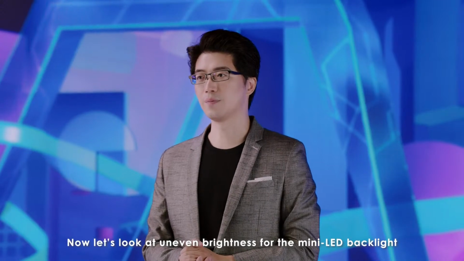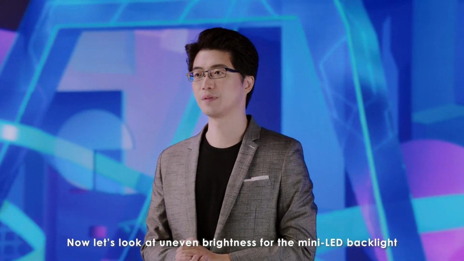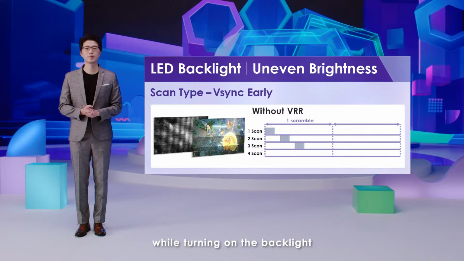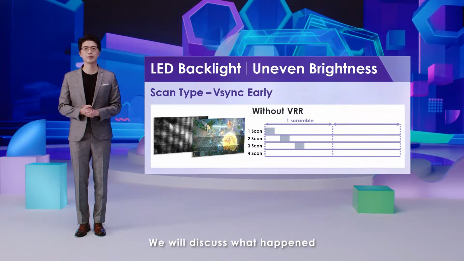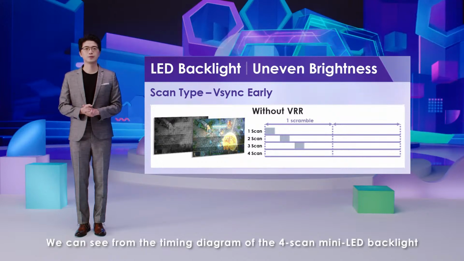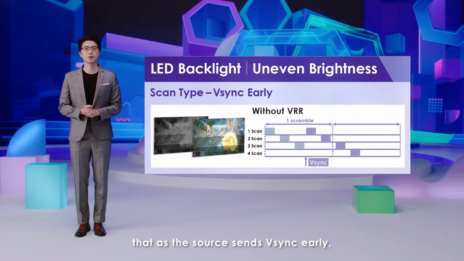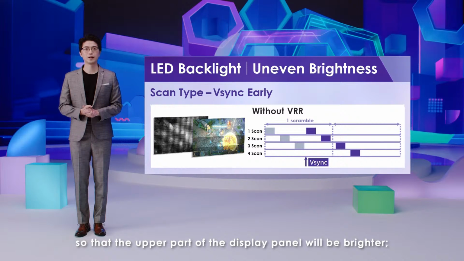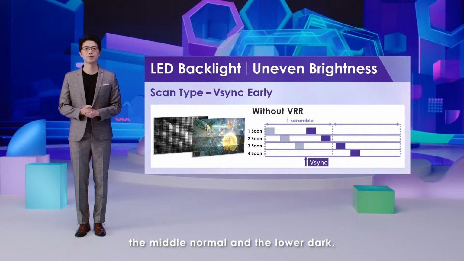Now let's look at uneven brightness for the mini LED backlight. With the scan type, a frame is scanned line by line from up to down while turning on the backlight. We will discuss what happens if V-Sync arrives too early and too late. We can see from the timing diagram of the 4-scan mini LED backlight that as the source sends V-Sync early, it will light up from the first line again line by line, so that the upper part of the display panel will be brighter, the middle normal, and the lower dark.